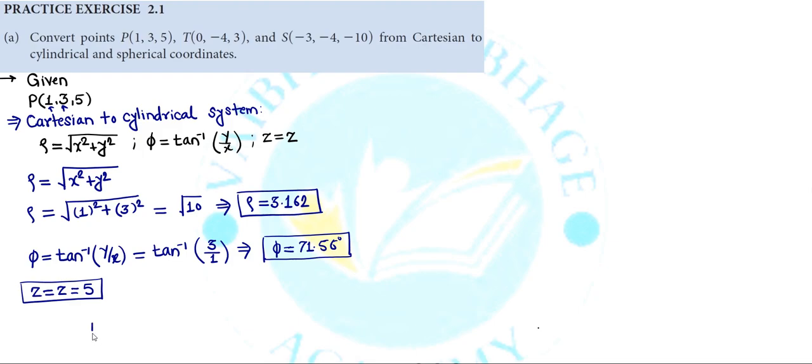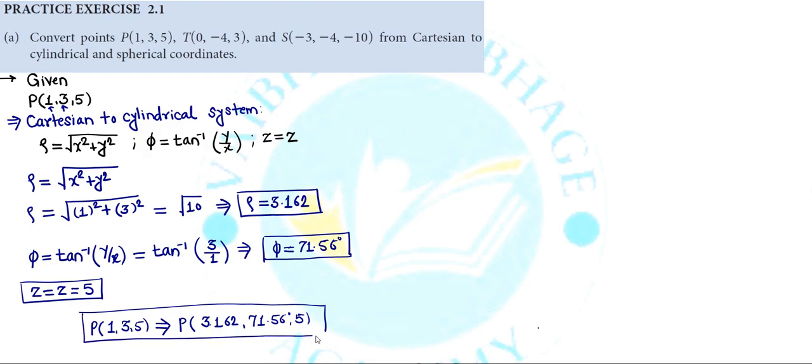So whatever your point P that was given in terms of x, y and z as 1, 3 and 5, if you are going to convert it into cylindrical, we have P equals what? 3.162, that is your rho value. Then phi is 71.56 degrees, and z is what we have? z is 5. Okay, so this is our final answer for your very first point, that is point P.